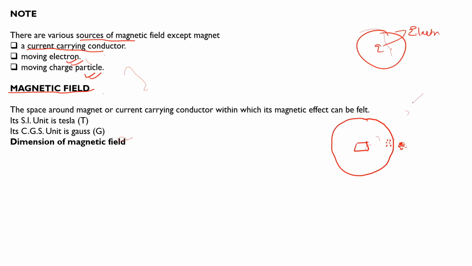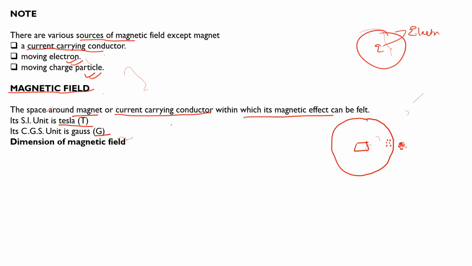So the simple definition is that magnetic field is nothing but the space around the magnet, or you can say a current carrying conductor, within which its magnetic effect can be felt. Okay, so the unit of magnetic field is Tesla, and it is denoted by capital T. The CGS unit of magnetic field is Gauss, denoted by capital G.